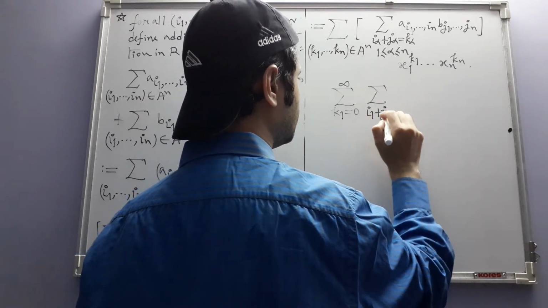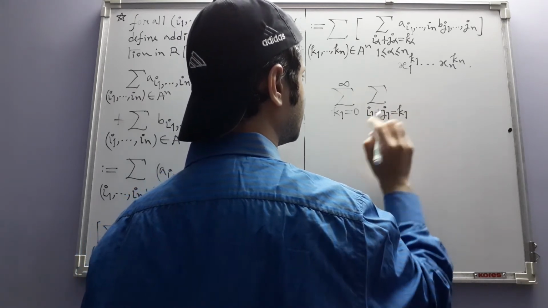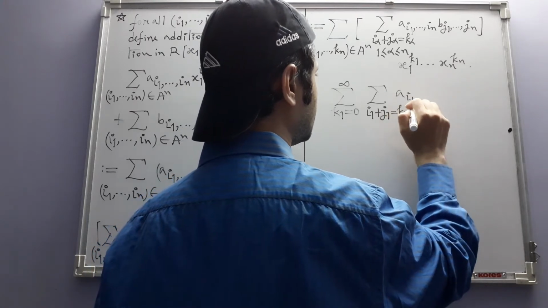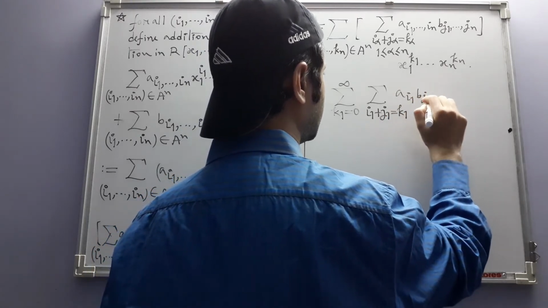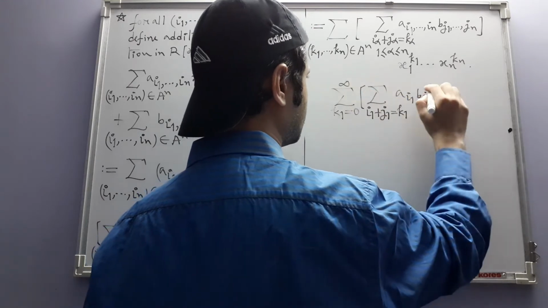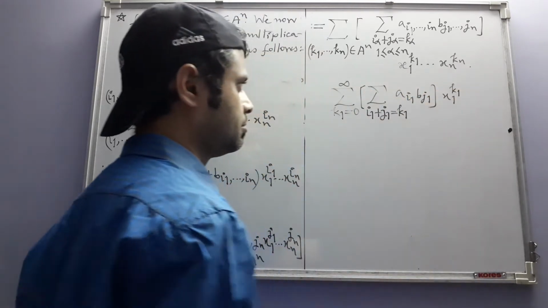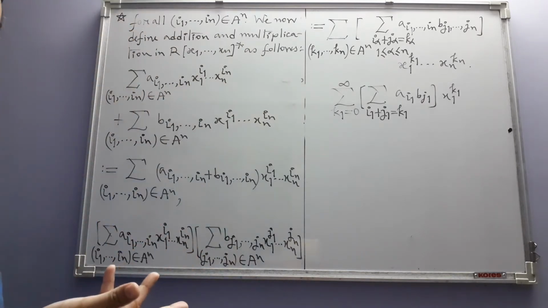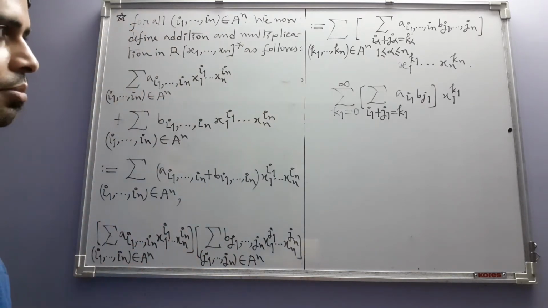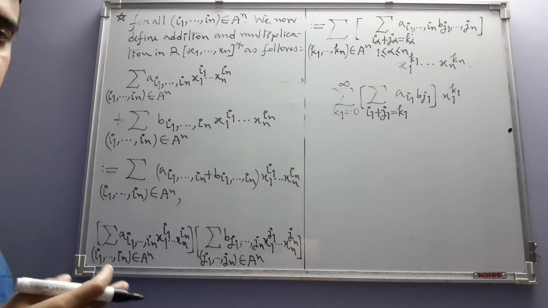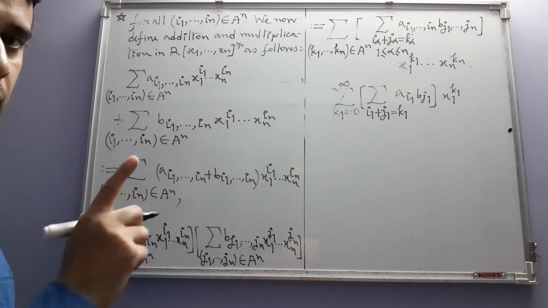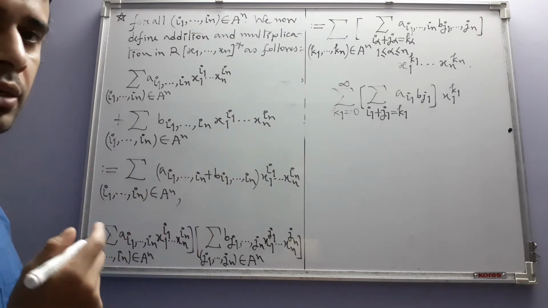I1 plus j1 equal to k1, a i1 b j1 x1 to the power k1. So now you can see that it's just the definition of multiplication for two univariate polynomials where the indeterminate is only 1, x1.